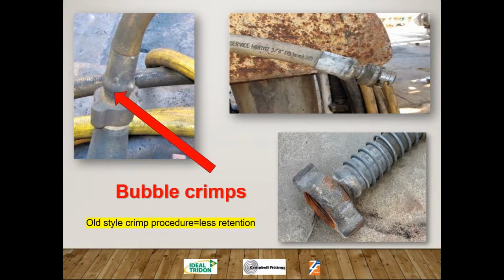Basically, when I see this, what I think of is that whoever put this hose together really had no idea how to crimp in 2020. Like I said, just an old style. You don't get less retention.